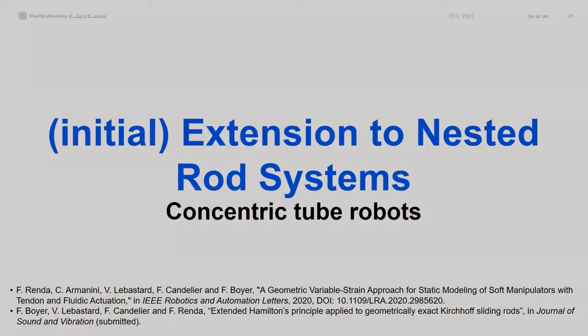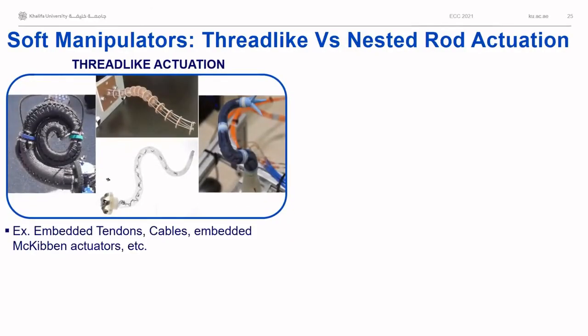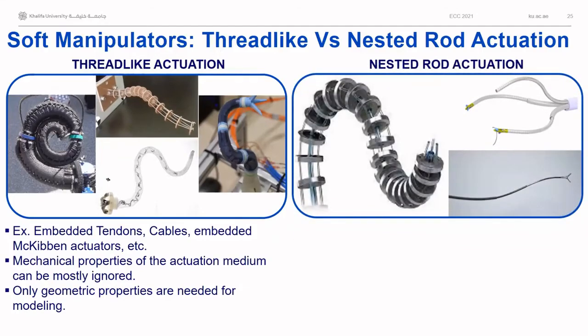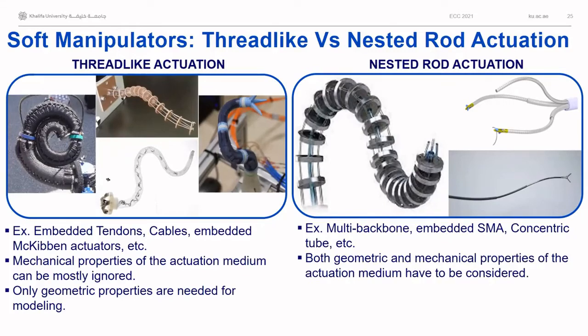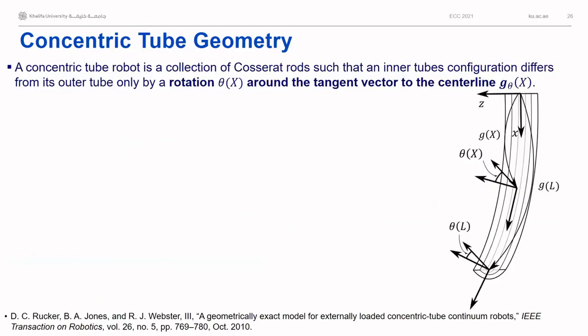Very quickly, an interesting extension to nested rod systems. What is the problem here is that so far I showed you how simply we can model thread-like actuation such as cable and McKibben actuator. However, this is not as easy for nested rod systems such as concentric tube robots or multi-backbone systems, because here the actuator itself is not an actuator, it's really a body of the system that cannot be avoided, basically. So we want to do this extension.